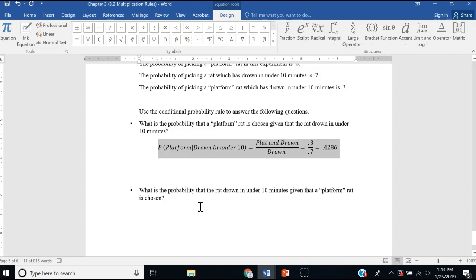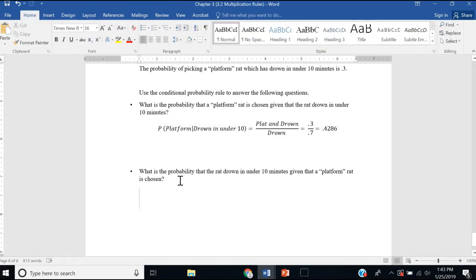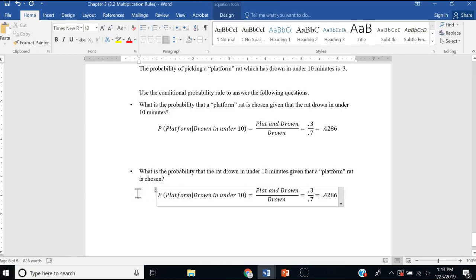Now, the second question says, what's the probability that a rat has drowned in under 10 minutes, given that the rat was one of the ones given the platform? So what we've done is we've flipped which one we were given and which one we were looking for. So now we're saying, what's the probability that they drowned in under 10 minutes, given that they were a platform rat? Okay.